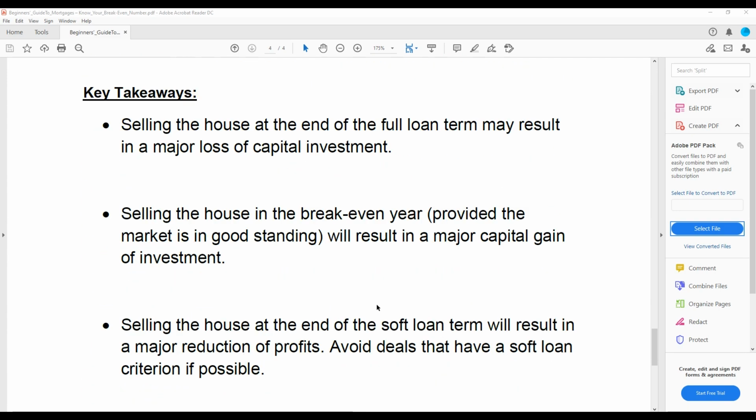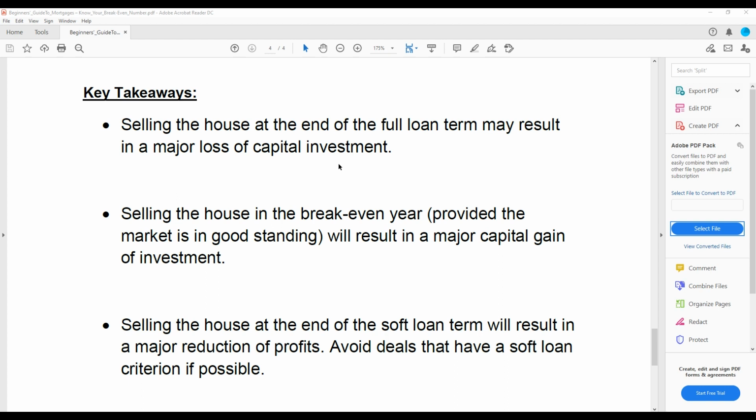Key takeaways. Selling the house at the end of the full term may result in a major loss of capital investment. Again, selling the house at the end of the full loan term may result in a major loss of capital investment. And it doesn't matter if you use a 30-year mortgage or a 15-year mortgage. The 15-year mortgage means that you will pay less in interest over the life of the loan, and you pay the property off faster, of course.